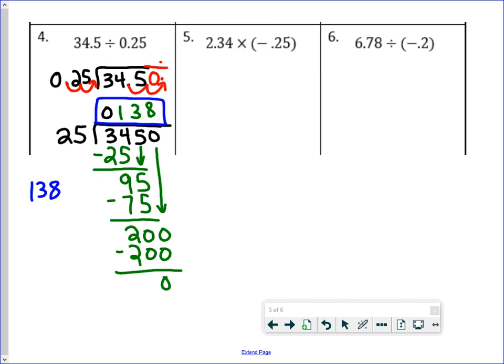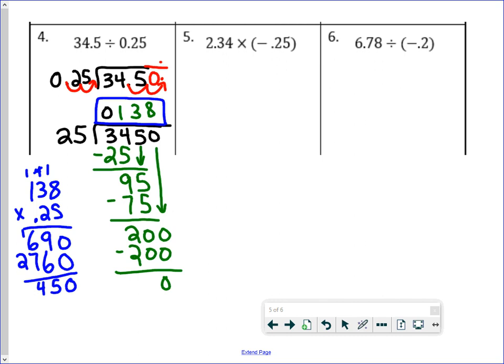138, I'll do times 25 hundredths just because it's a little quicker. So 0.25 times 138. Now we add them up. We have 2 places. All right, good. So we checked it, it's good.